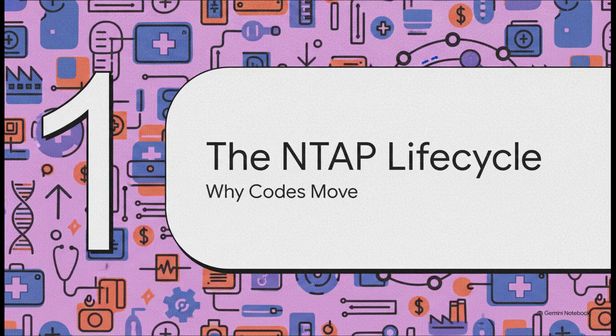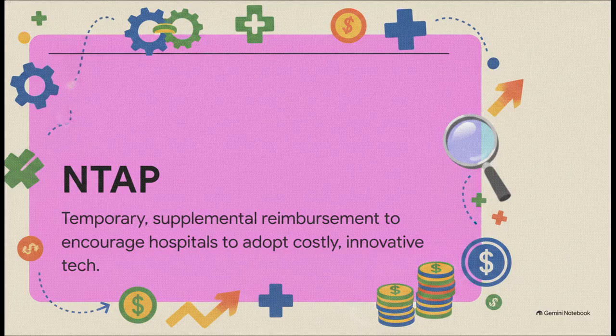Section 1. The NTAP life cycle and why codes actually move. You know, medical coding isn't just some static book of numbers. It's a dynamic, living system that's totally driven by the adoption of cutting-edge technology. And that brings us straight to NTAP, or New Technology Add-on Payment. Basically, this specialized program provides temporary supplemental reimbursement to encourage hospitals to adopt these really costly innovations without taking a massive financial hit. I mean, let's face it, innovative medical technologies are incredibly expensive when they first hit the market. So the NTAP is designed specifically to make sure facilities can actually offer them to patients right away.